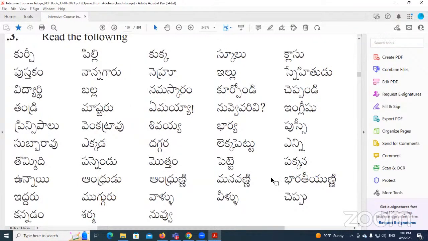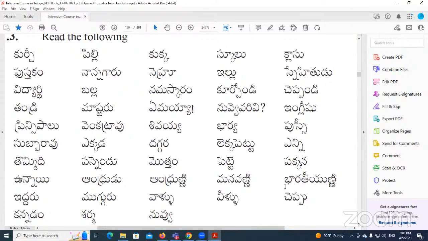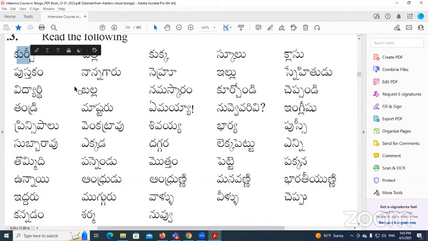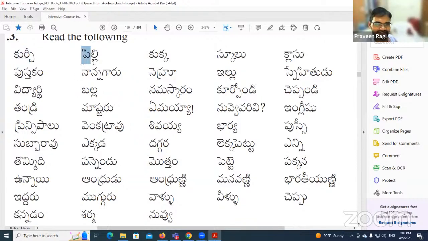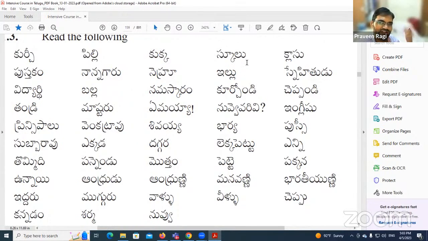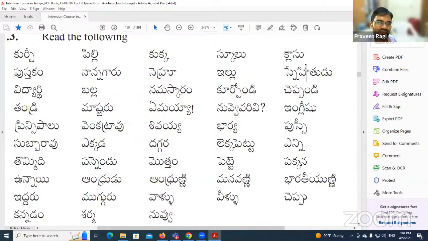Kurchi. Pilli. Kukka. School. Class. Maybe you can try the meaning. If you're not getting, I'll help you. Start from the beginning. Kurchi. That's a chair. Yes, Billy. Cat. Yes, Kukka. Dog. School. Class. Schoolu, this is the English word. In Telugu, it is called buddy. Clasu, again, this is an English word, but we just wrote in Telugu. There's a meaning of taragati. Taragati.